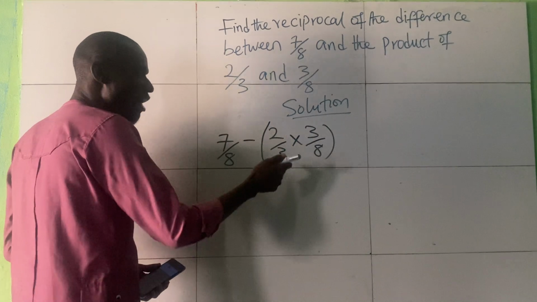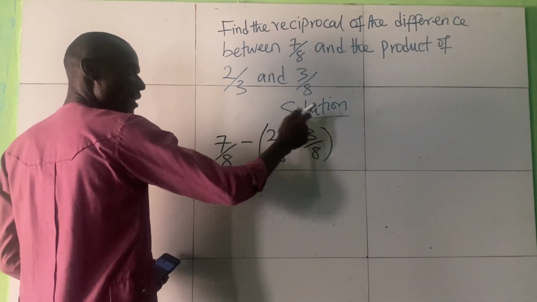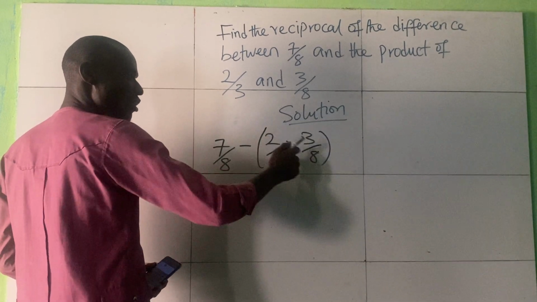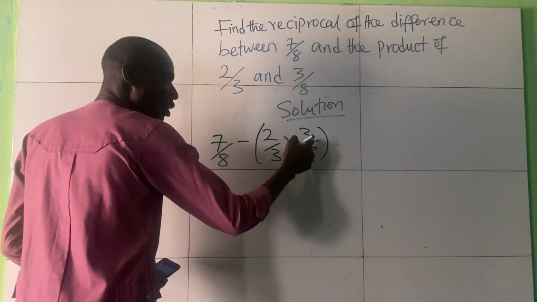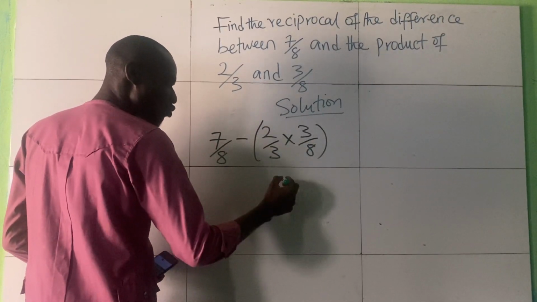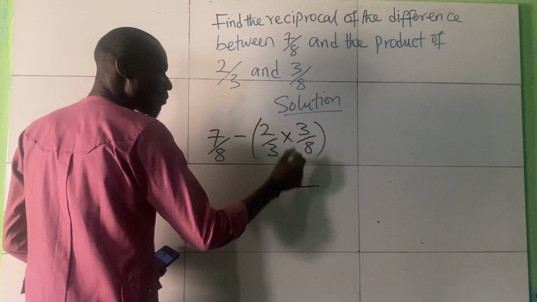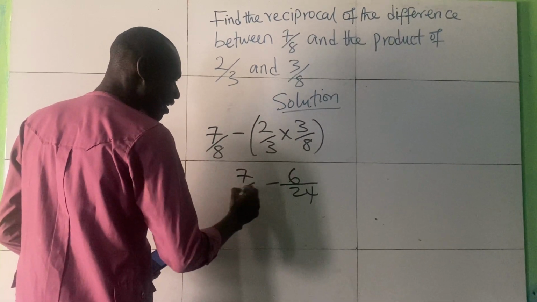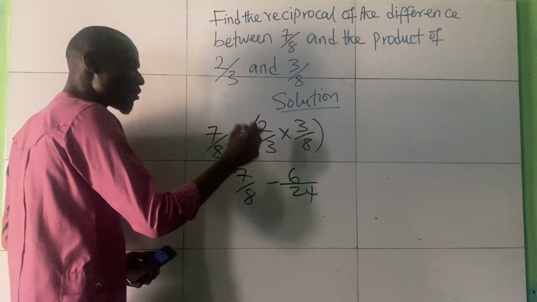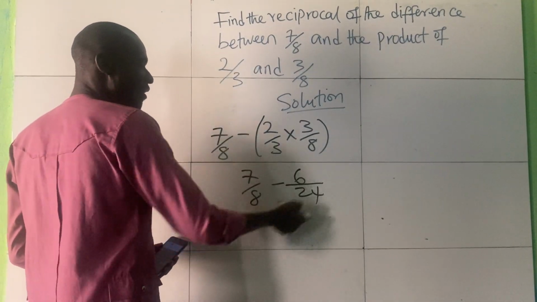So what we are going to do now, we are going to first of all handle this side that has multiplication, so that we remove the brackets. Okay, so now 3 multiplied by 2 will give us 6, all over 3 multiplied by 8, which will give us 24. So therefore we have it as 7 over 8 minus 6 over 24. At this point, we are now going to reduce this fraction.